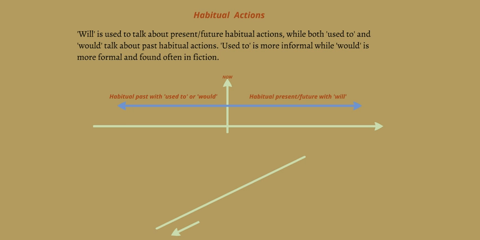And as you're going to see here in this line, when we talk about present or future formal, will is used along the whole continuum. It doesn't matter. But when we talk about it in terms of the past, would tends to be more formal, used to tends to be less formal. Okay, so you might find would more in academic text, in writing like news and fiction, and you're going to find used to more in spoken conversation.